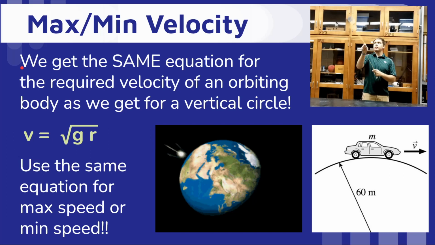Okay, so you get the same equation for the required velocity of an orbiting body as we get for a vertical circle. So use this formula. Okay, and it's the same equation for the maximum speed or the minimum speed. As we mentioned a second ago, with the car, we're looking at the maximum speed he's allowed to drive. You guys do know if you drive over a hill too fast, you go airborne. Y'all know this, right? Yeah.